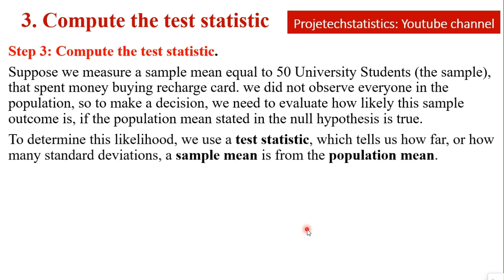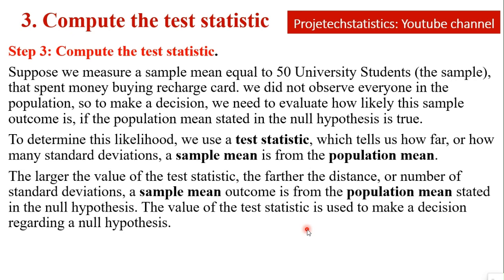To determine this likelihood, we use a test statistic, which tells us how far, or how many standard deviations, a sample mean is from the population mean. The larger the value of the test statistic, the farther the distance, or the number of standard deviations, a sample mean outcome is from the population mean stated in the null hypothesis. The value of the test statistic is used to make a decision regarding the null hypothesis.